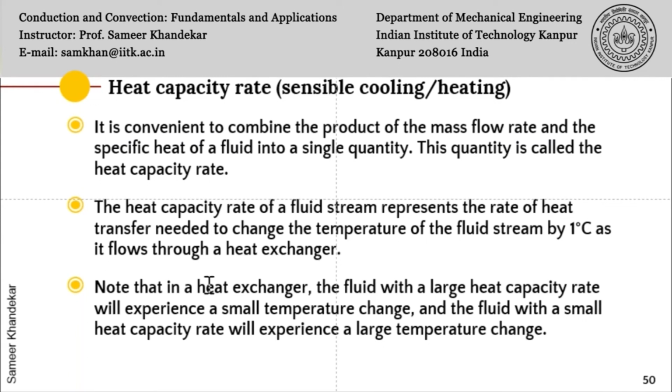So what will happen now? Suppose we are comparing the heat capacities of the hot fluid and the cold fluid. Naturally, for a heat exchanger, the fluid with a large heat capacity rate will experience a small temperature change because its thermal inertia is very high. The m dot is high, the Cp is high, or the multiplication of the two, which is the heat capacity rate, is high, and therefore it experiences a smaller delta T.